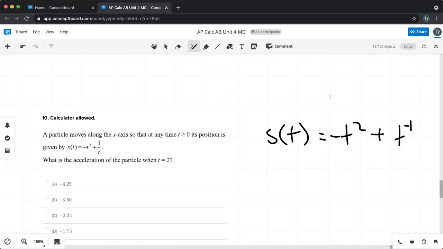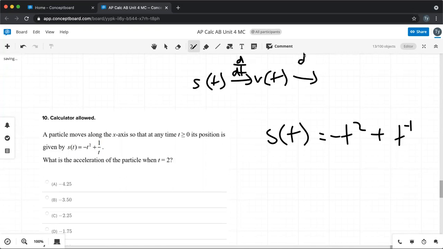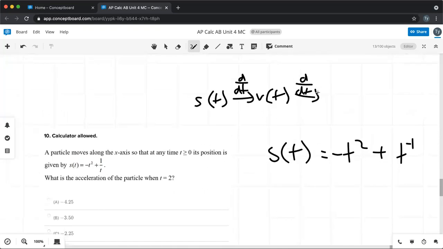Well, I know we need to take a derivative, right? In fact, we need to take a couple derivatives. Our position is s of t, and if we were to take a time derivative, we get velocity. And if we take another time derivative, that's just another way of saying if we take a derivative with respect to time, we get a of t. So take the derivative of the position, we get velocity. Take the derivative of velocity, we get acceleration.